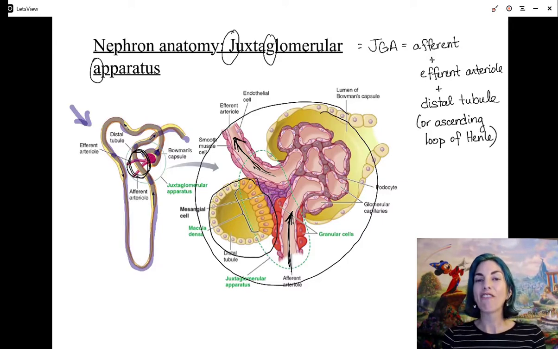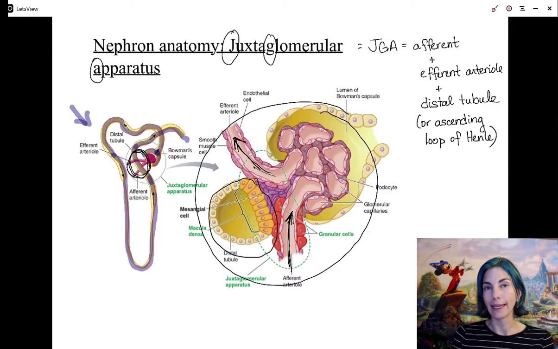Now, where that nephron talks to the afferent and the efferent arteriole is very close to the transition between the ascending loop of Henle and the distal tubule. It's not always clear where that transition is. I tend to refer to that tubule as a distal tubule, but you may also see it referred to as the very end of the ascending loop of Henle, and it really is right around that juncture.